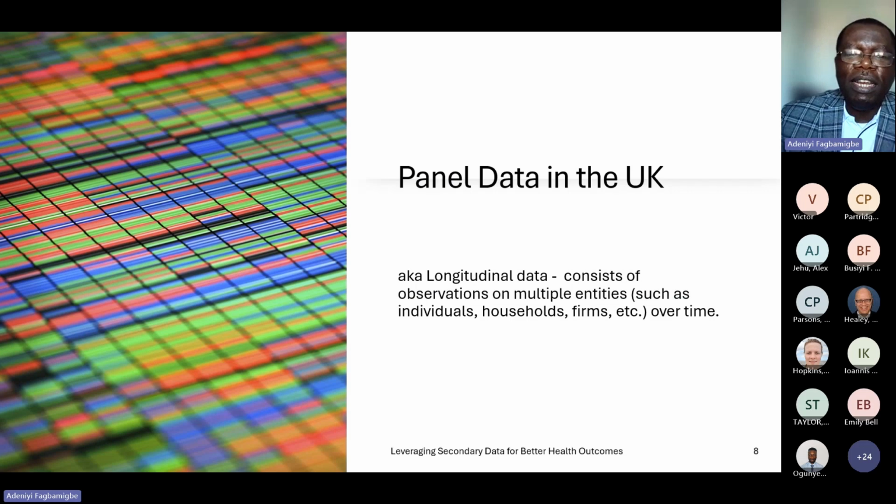The first one we are going to quickly look at is panel data in the UK. Like I said earlier, panel data are the same thing as cohorts, but they have slight differences, though generally they can be referred to as the same.